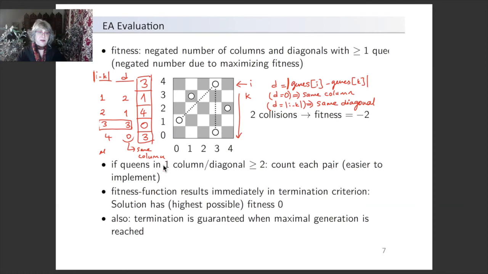If there are queens in one column or diagonal greater than or equal to 2, we count each pair, which is easier to implement. So the fitness function results immediately in the termination criterion. The solution has the highest possible fitness, which is equal to 0. Also, termination is guaranteed when the maximal generation is reached.